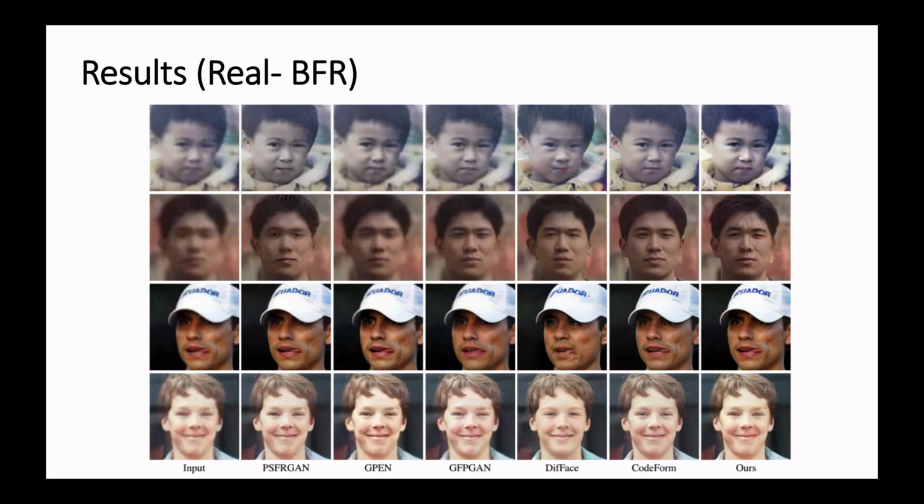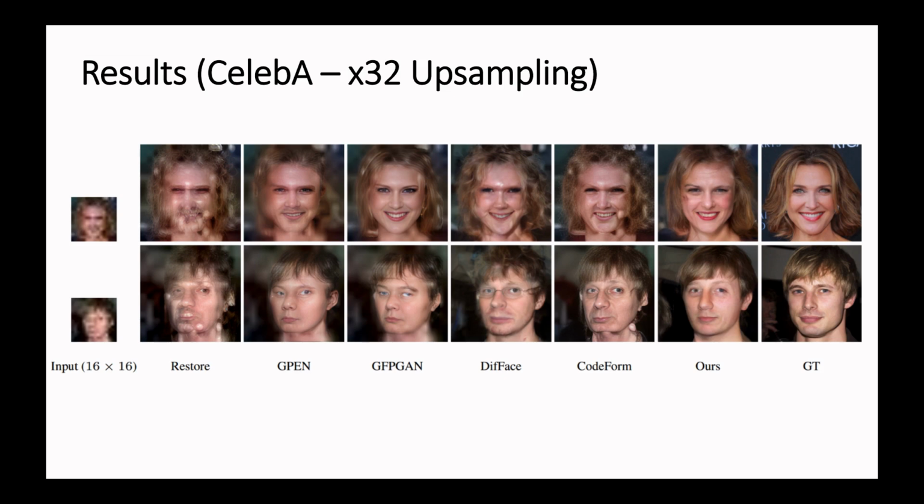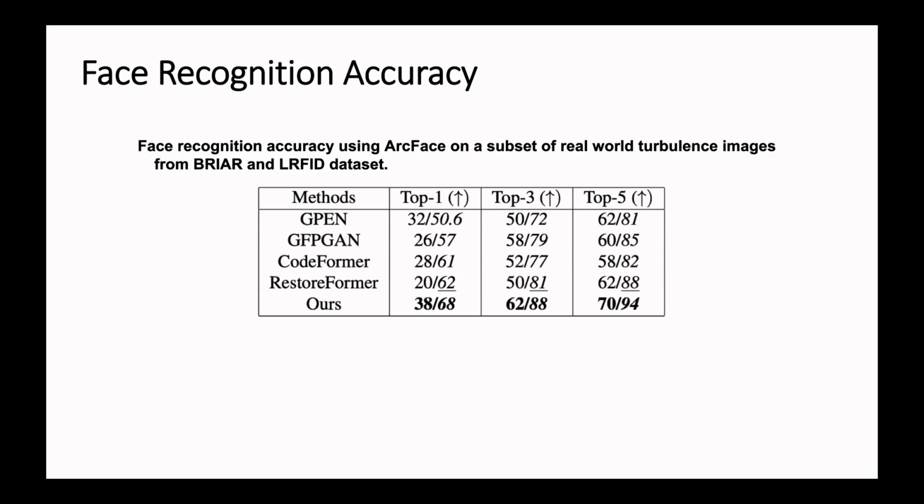We also visualize some real examples, and we do not have the ground truth, so only qualitative examples are shown in the figure. And we also test it for very extreme upsampling or super resolution cases, and we observe similar performance improvements. These are some qualitative examples for the extreme upscaling cases. And not only enhancing the perceptual quality, if we verify the downstream face recognition accuracy, on a particular subset of the BRIAR and LRFID datasets, which are real-world turbulence datasets, we observe significant improvement in terms of top 1, top 3, or top 5 face recognition accuracy using a pretrained ArcFace network.